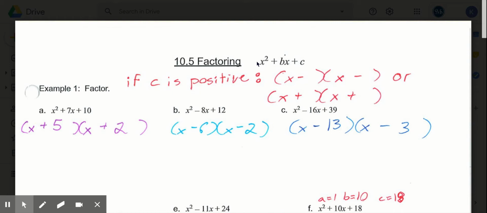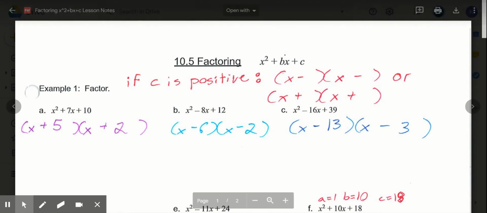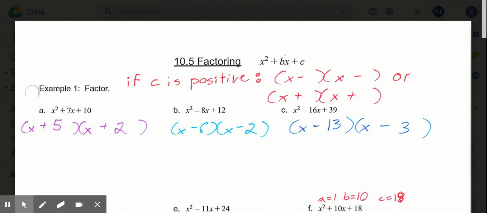So there's two setups to keep in mind before we worry about anything else. If c here is positive, so if the c at the end is a positive value, we know our final setup is going to be an x minus a number and an x minus a number, or an x plus a number and an x plus a number, which we'll explore in these first three examples.